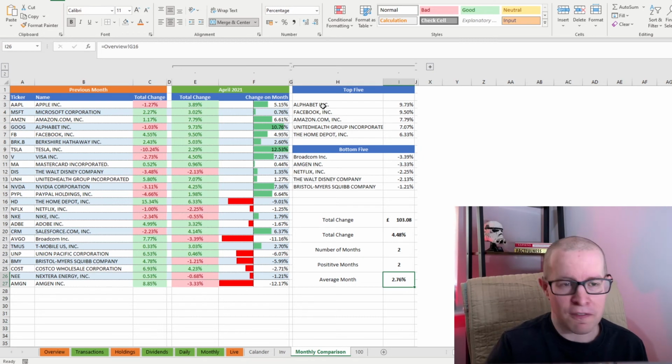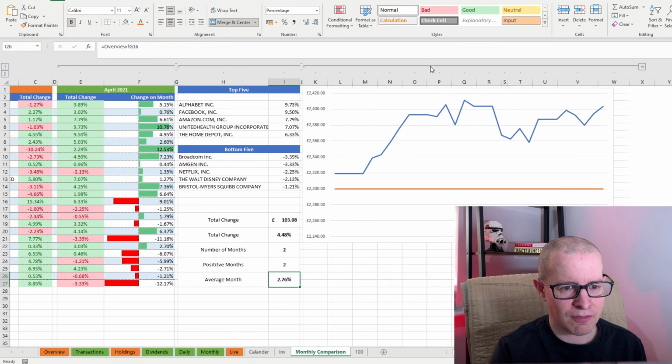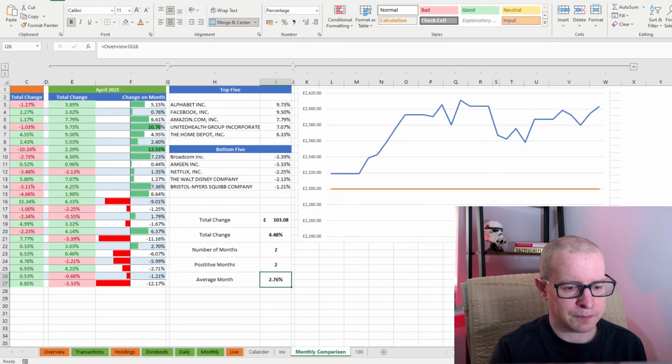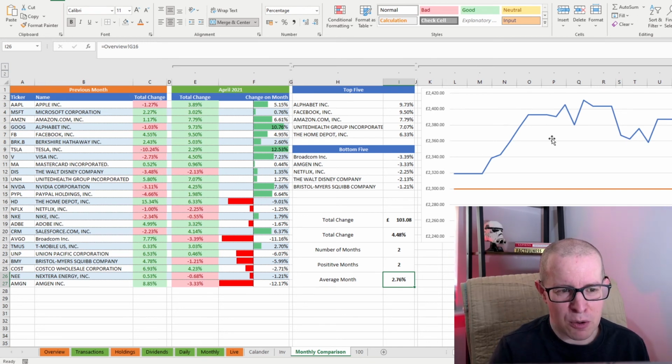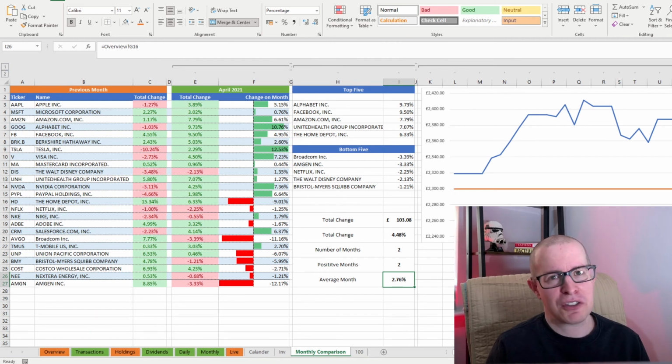And if we unhide this final section, this is a little graph of how my portfolio has done over the month. The orange line is the capital I have invested into this account, and the blue line is how my portfolio has performed. I did have a very nice uptick for the first week, then it stayed around 2,380 to 2,400 for the rest of the month. Overall, April was a very good month for me, and I'm happy with how things turned out.